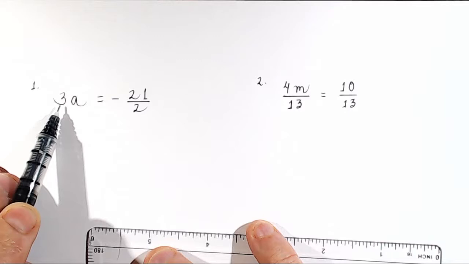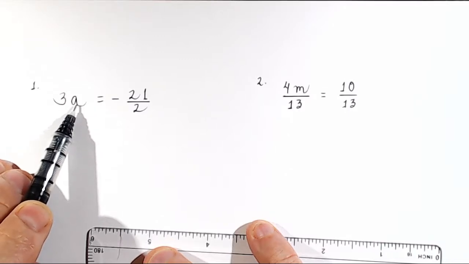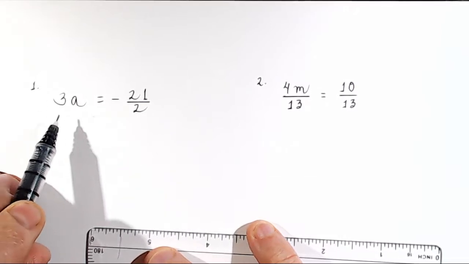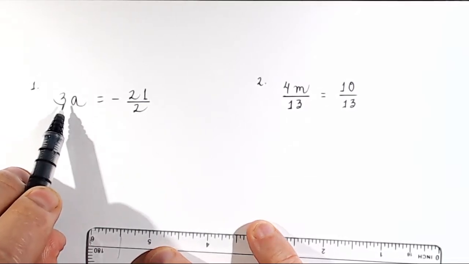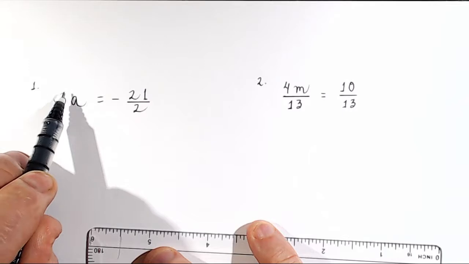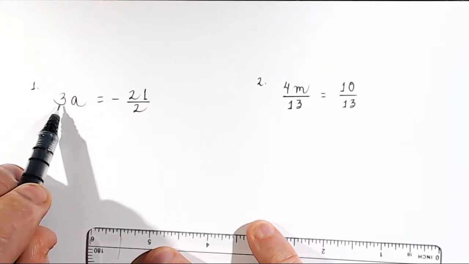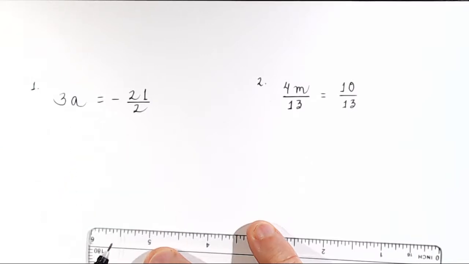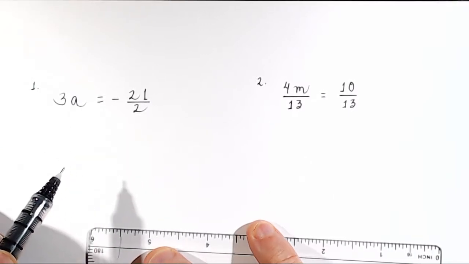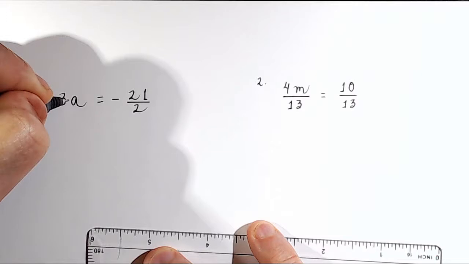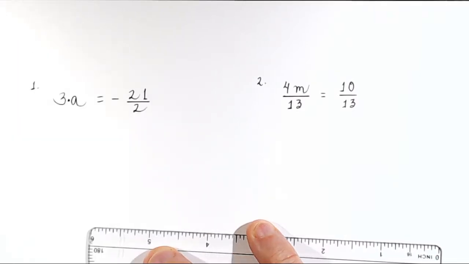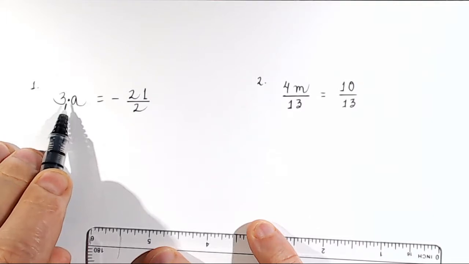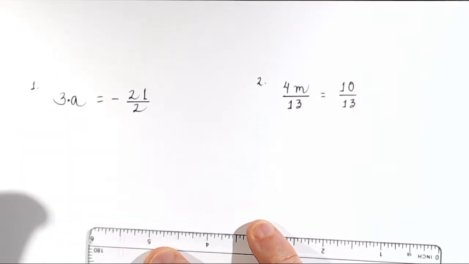You have 3 multiplied by a. If you're confused by what I just said, here's the important point. When this number right here, 3, is just sitting next to the a like that, it is understood that there is multiplication happening. So if it helps you, please put a little dot between the 3 and the a so you know that's being multiplied.